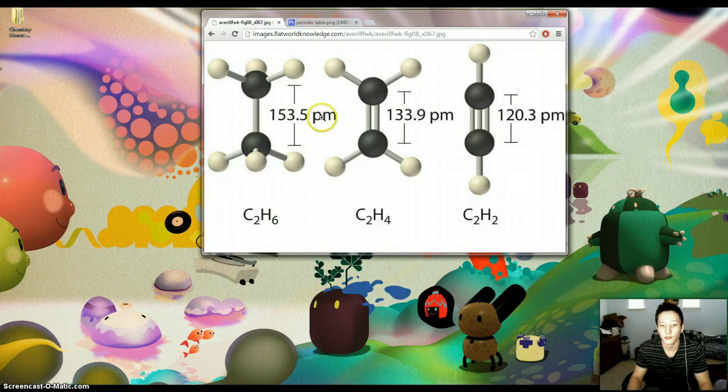So we have covalent bonds, and here we have three different distances. These are what you call a bond length. Bond length is the distance from the nucleus of one atom to the nucleus of another atom. So this is carbon's nucleus, that's carbon's nucleus, and for a single bond, it's 153.5 picometers. Now, if you compare that to a double bond or a triple bond, this is substantially longer. This shows that a single bond is longer than a triple bond.